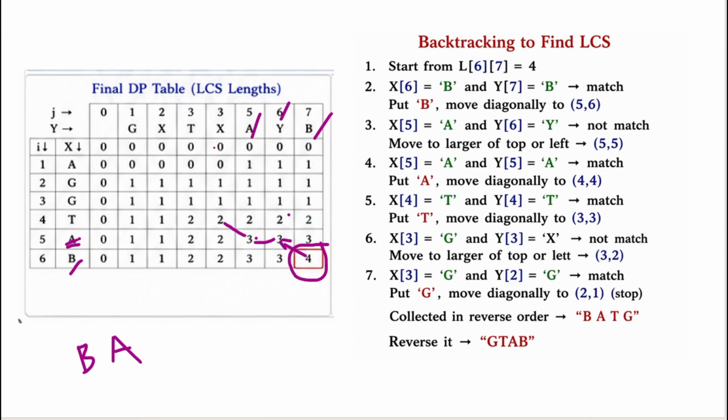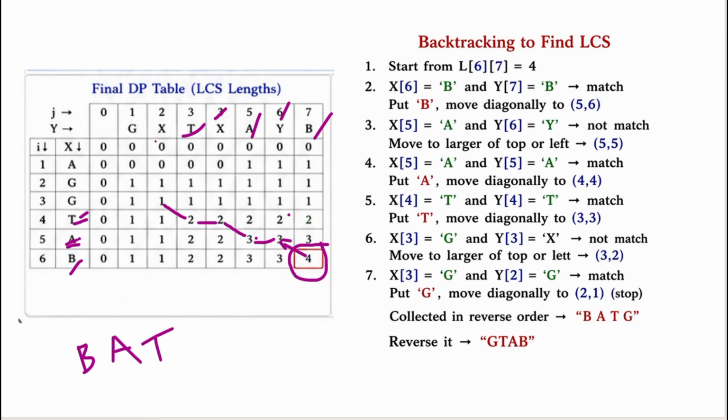Okay. Then this is X. The corresponding character of Y is X, and the corresponding character of X is T. Not matched. So move to the maximum. Which one is maximum? Here 2, 1. Both values are there. Which one is maximum? 2. So move here. Here T is there, and here T is there. So both match. So move diagonally. Write that matched character.